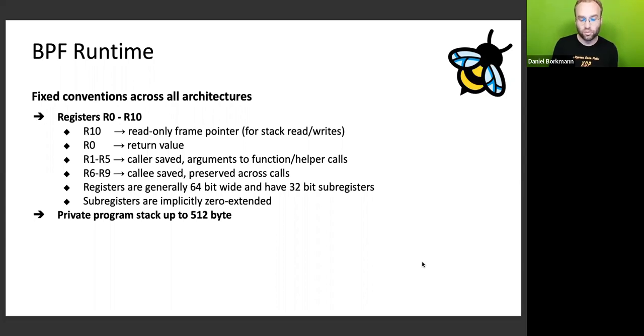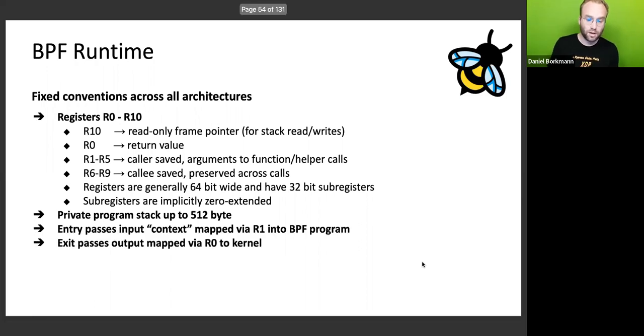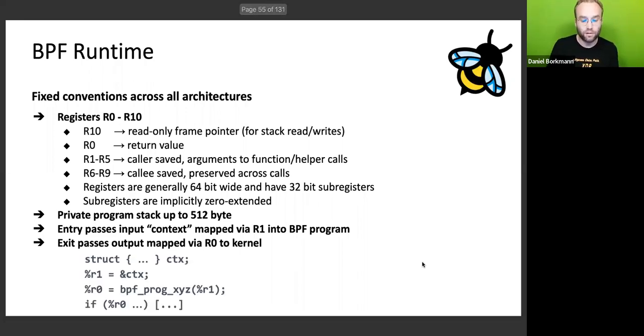You can have a private program stack up to 512 bytes. If you don't use it, it's not allocated. And as an entry, you pass in a so-called context, where the BPF program gets interesting data that it needs to operate from the kernel. It's like a structure that the kernel prepares, and then the pointer to it is passed into the BPF program in R1 as an argument. And then once the BPF program completes, it passes an exit value, in this case R0, back to the kernel. And in pseudocode, you can think of it like this, right? And then the kernel can do something with the exit code, with this verdict in the end.